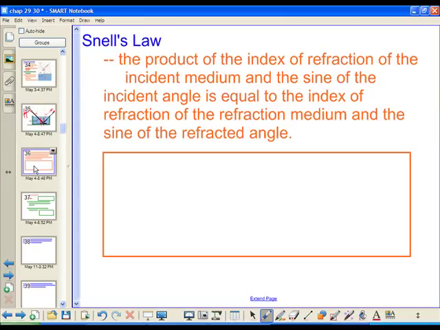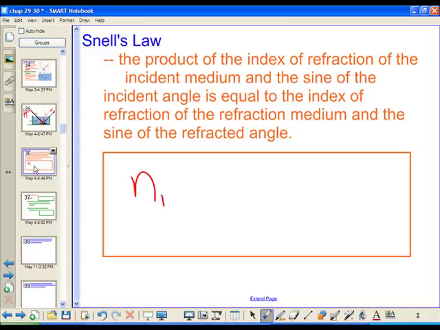Which leads us to Snell's law. Okay, everybody look up here. I'll give you time to write it down, but I want your eyes. The product of the index of refraction of the incident medium, and that's a number that tells us about the speed of light in that medium, and the sine of the incident angle is equal to the index of refraction of the refraction medium and the sine of the refracted angle.